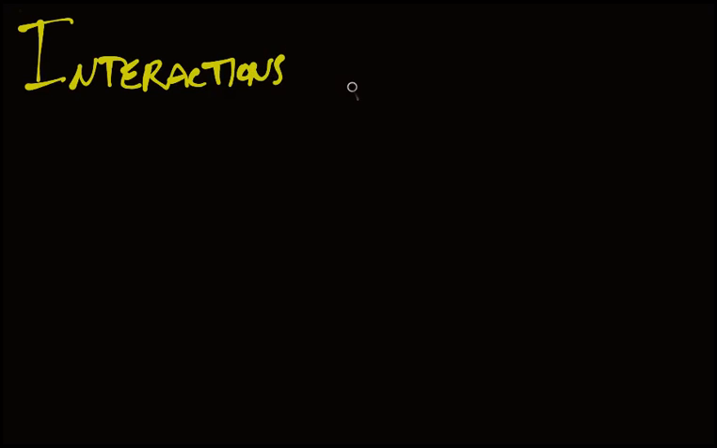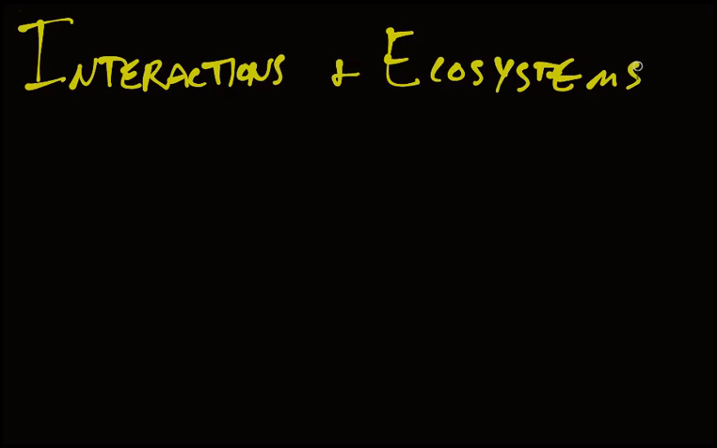First unit we cover in grade 7 is interactions and ecosystems. Now what we mean by these two terms, better get them straight before we move any further.